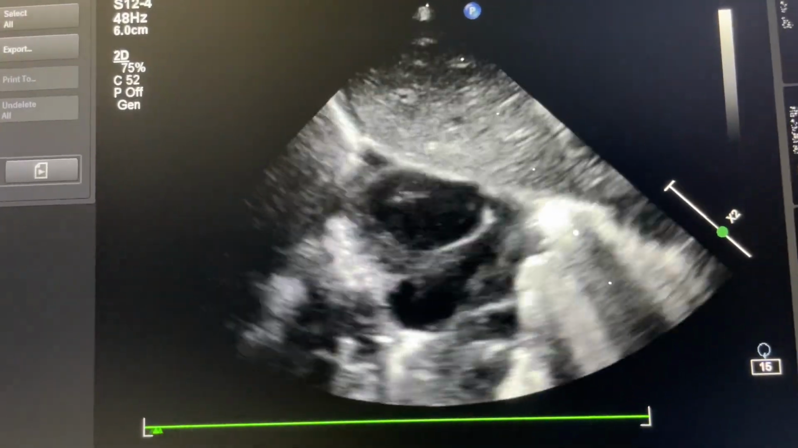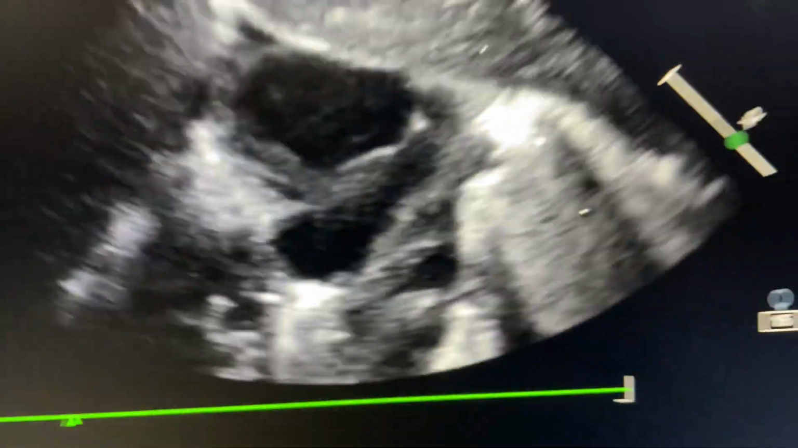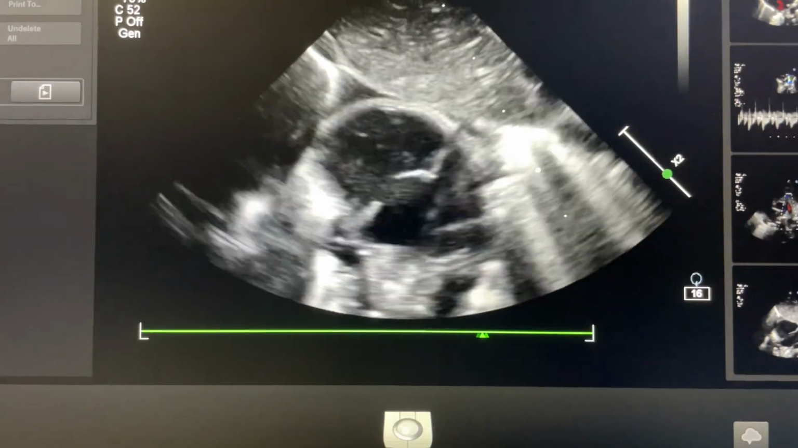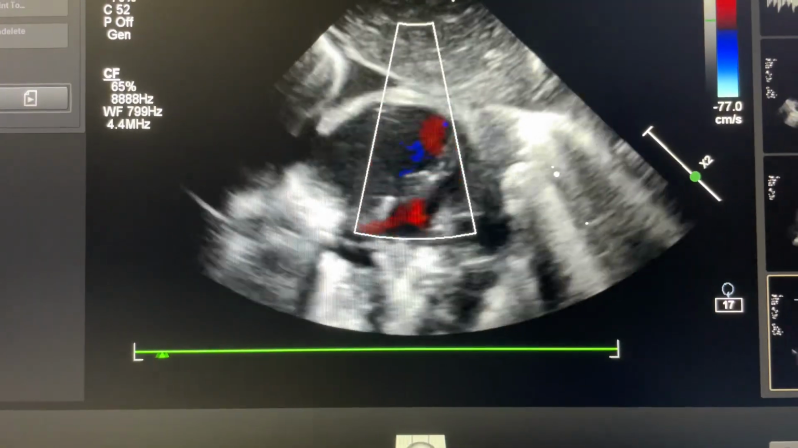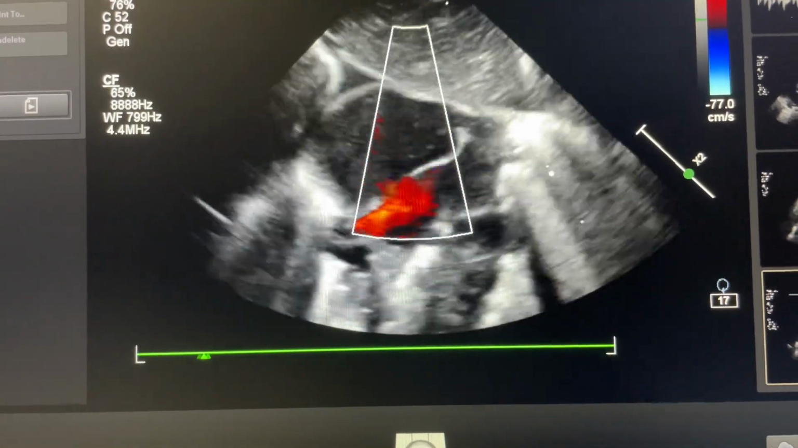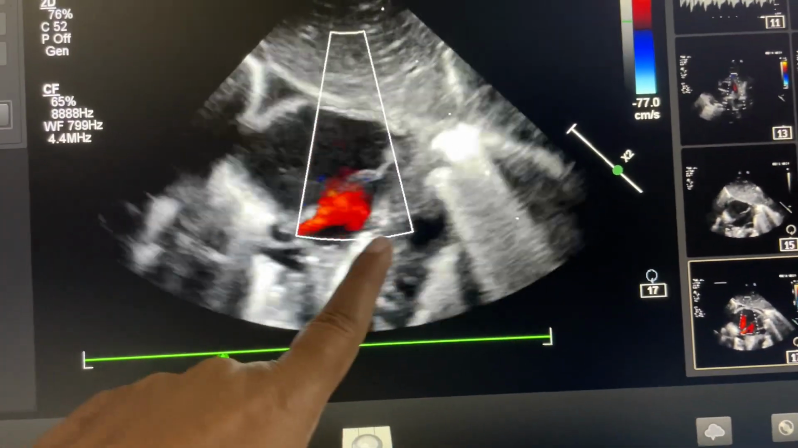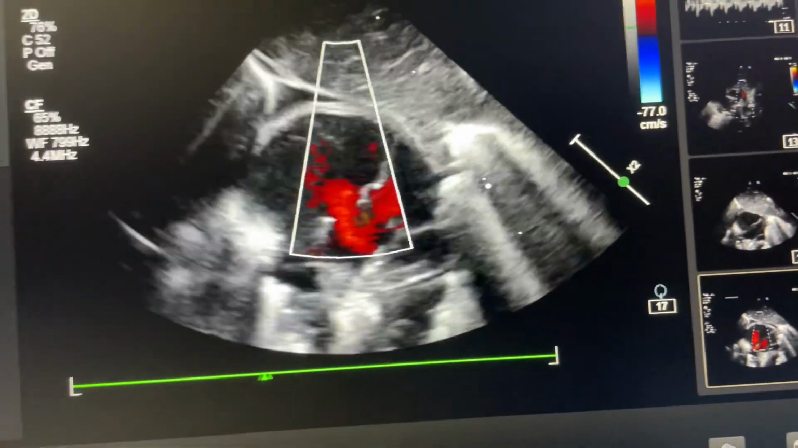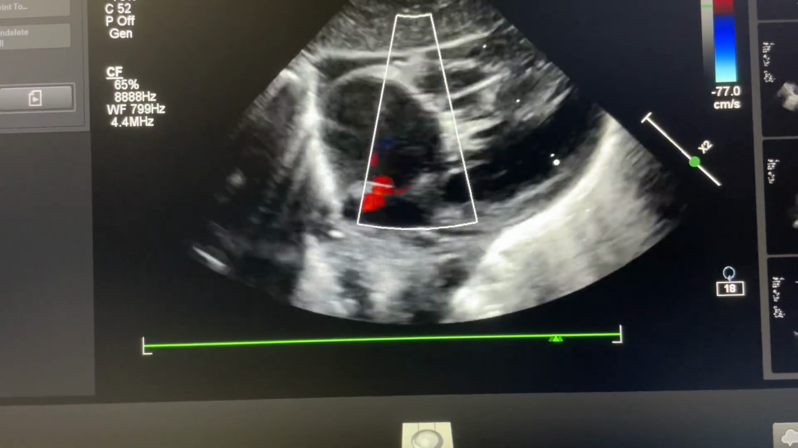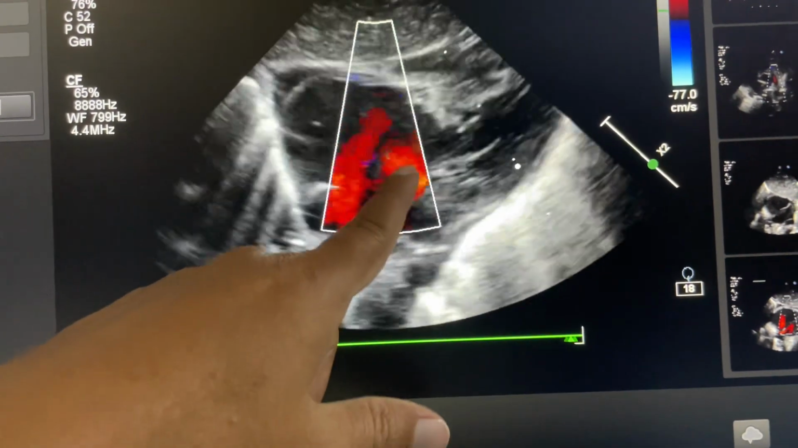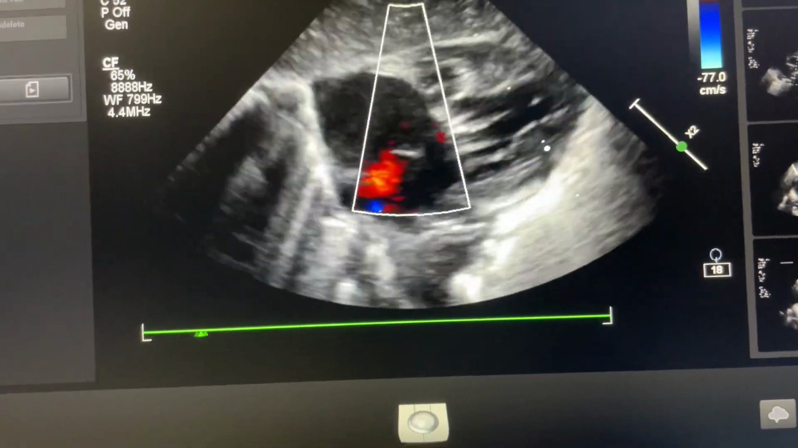This is the ostium secundum ASD. You can see ostium secundum ASD. Flow through ostium secundum ASD, mainly left to right. This is right atrium. This is left atrium. Flow is left to right. You can also see the flow through ostium primum ASD. That is flow left to right.